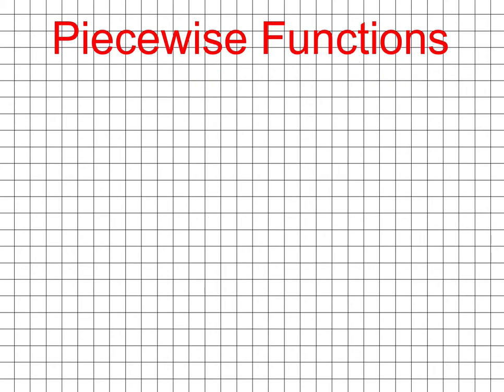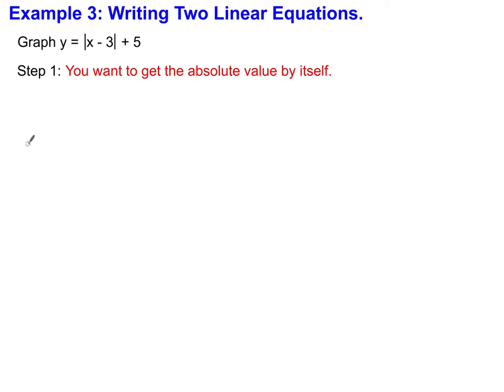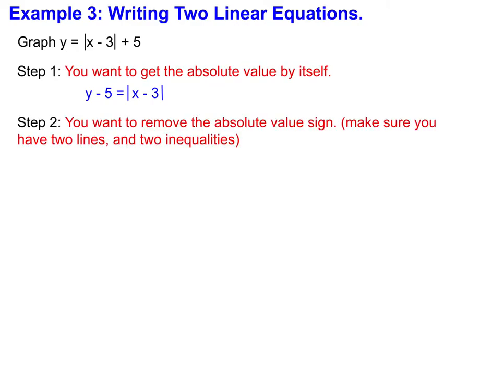Let's do that now. An absolute value function, you can graph it by using two lines in a piecewise equation. The first thing that you want to do is get the absolute value all by itself on one side of the equation. So we've done that now. We subtracted 5 on both sides, and we came up with this equation. The next thing that you want to do is remove the absolute value sign by writing a piecewise function.